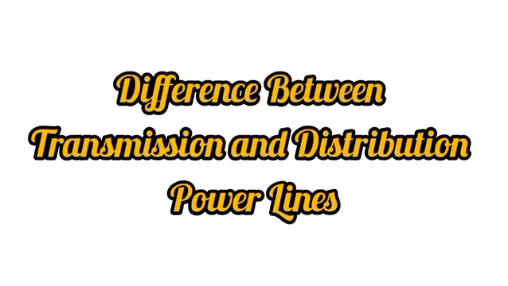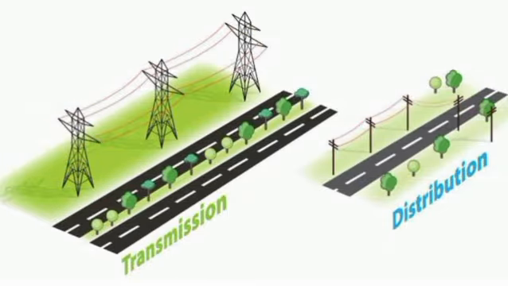Difference between transmission and distribution power lines. The core difference is that transmission power lines are for long-distance, high-voltage electricity transportation, whereas distribution power lines are for shorter distances and lower-voltage electricity transportation. To illustrate, transmission lines are the power lines you might see on the side of the freeway, while distribution lines can be seen on the sides of streets.